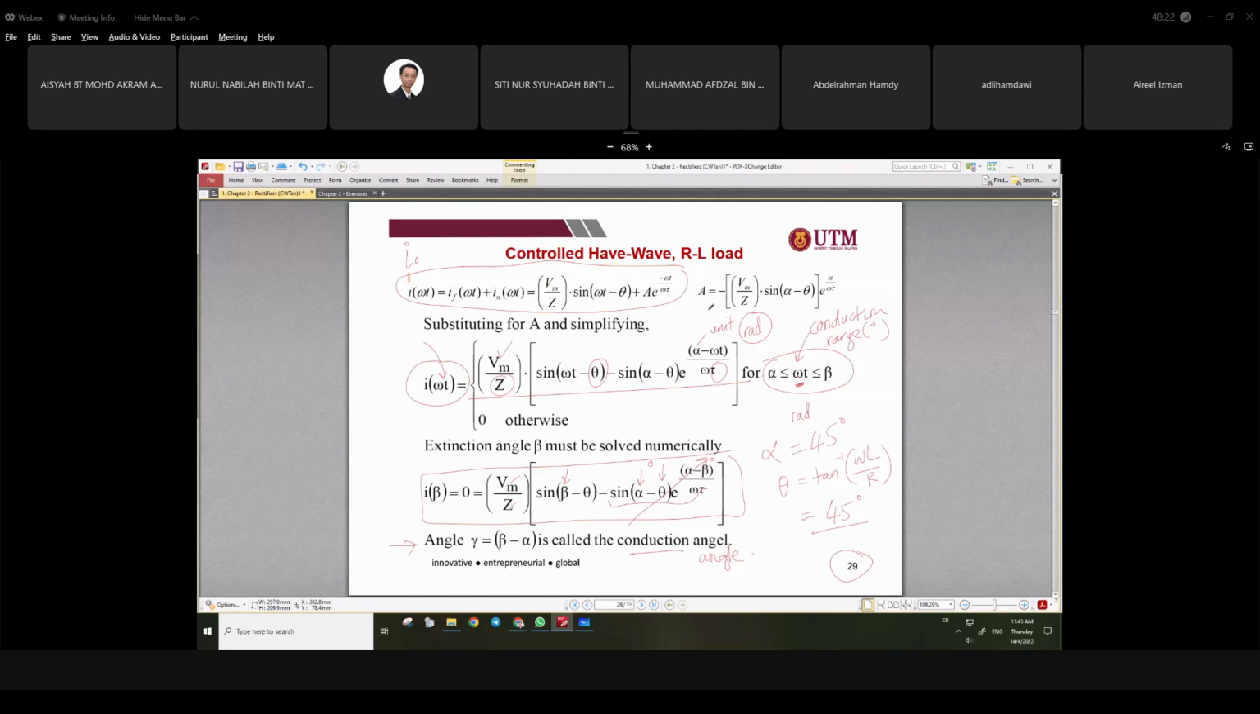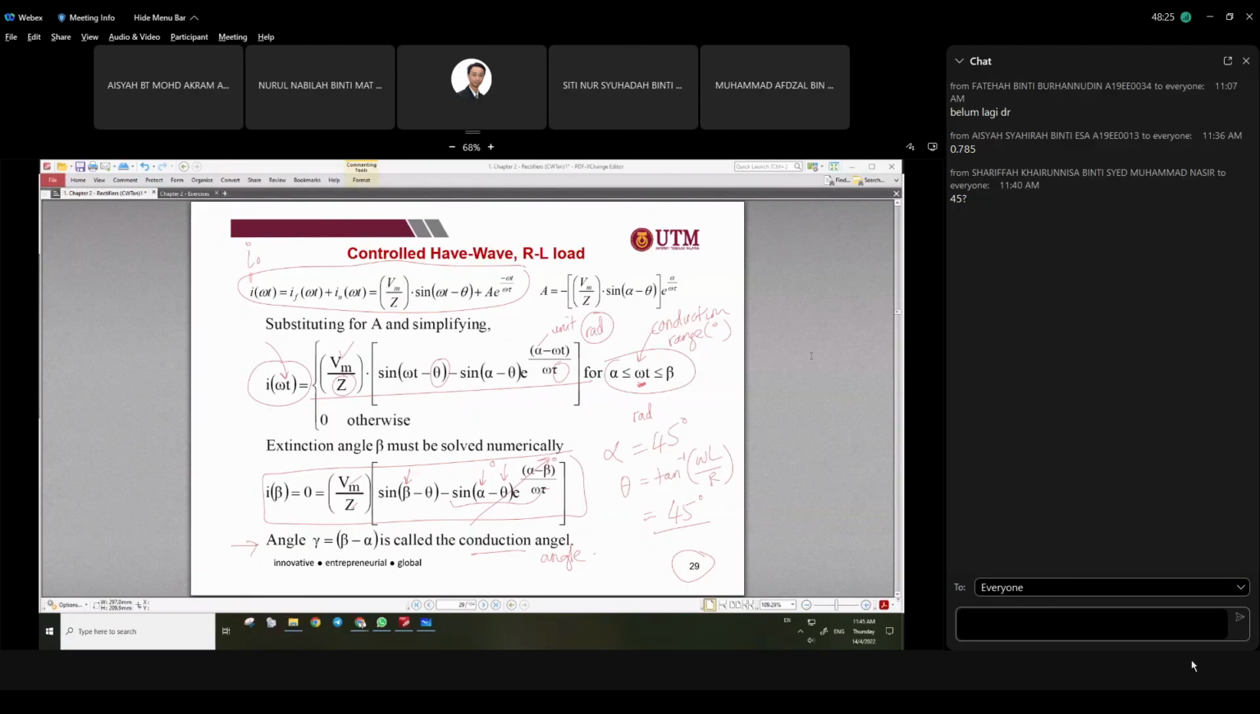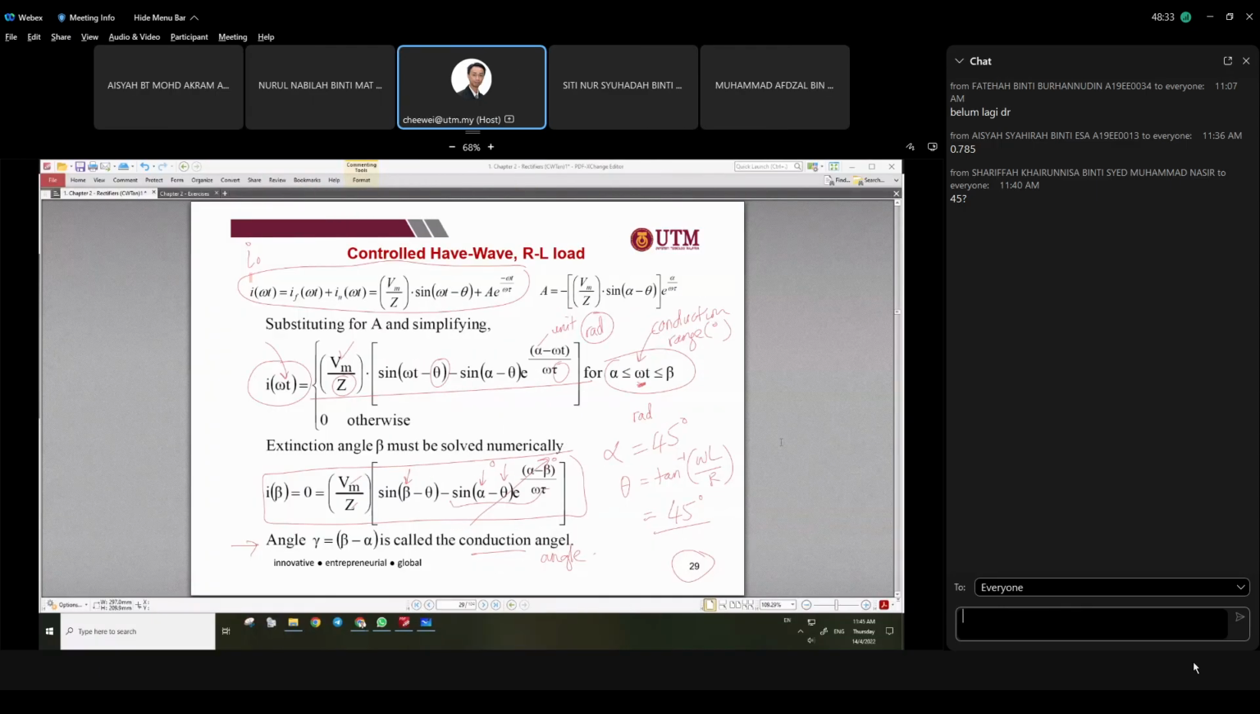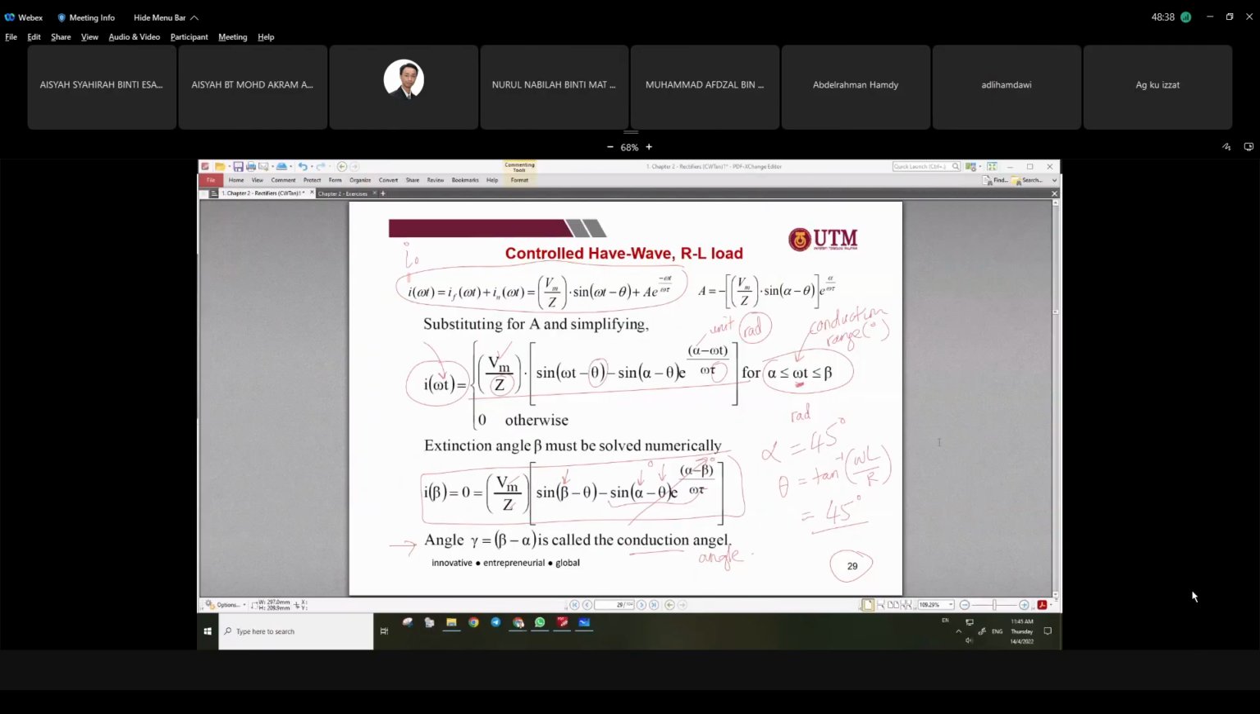Forty-five. Aisha says 0.785. No, no, that's the incorrect one. Okay. Sorry. Sharifah, what is that 45? 45 is alpha, right? So beta cannot be 45, impossible. So what is beta? Alpha is 45. What is beta?